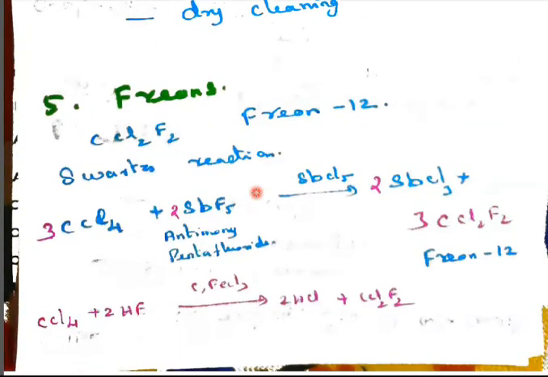CF2Cl2 is called difluoromethane. According to alphabetical order, C should come and then F. In physics they used to say difluorocarbon, but in chemistry we should say difluoro, and one carbon means methane.